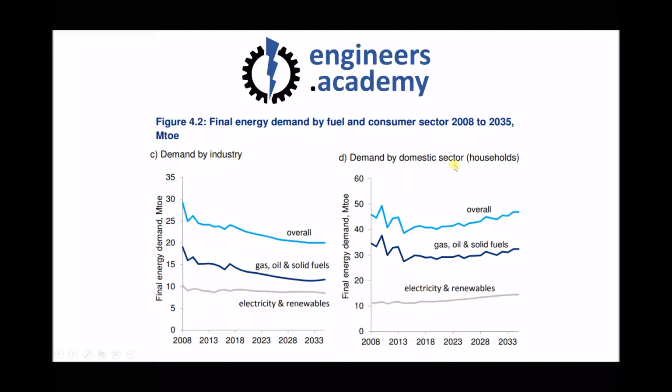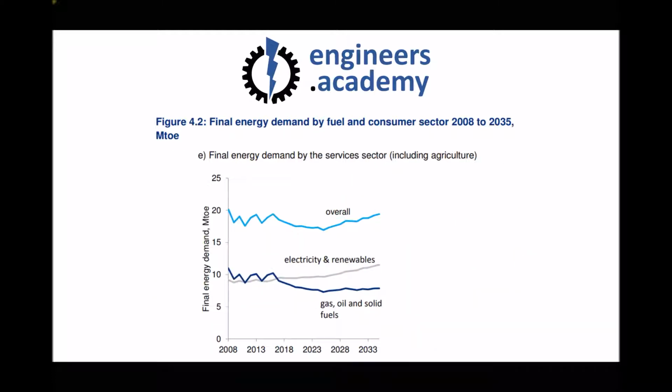The domestic sector, on the other hand, so households, we're seeing an increase in the consumption of electricity because we have more electrical devices, and we're seeing a very steady increase in the consumption of gas, oil and solid fuels. And this would account for things such as cooking and central heating.